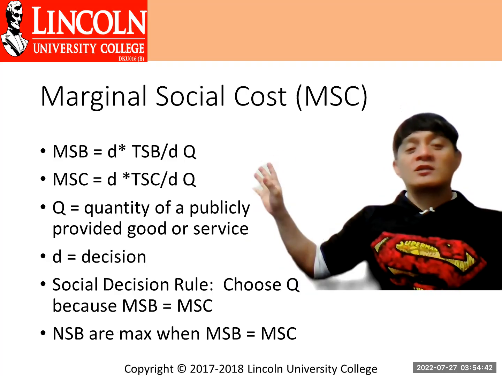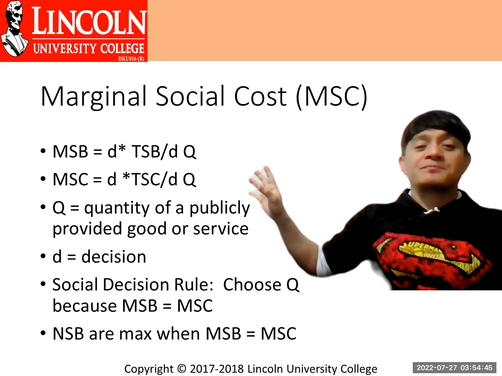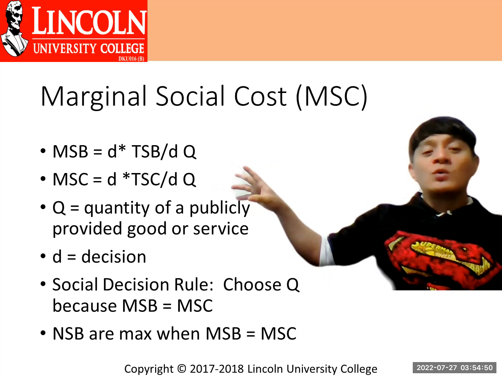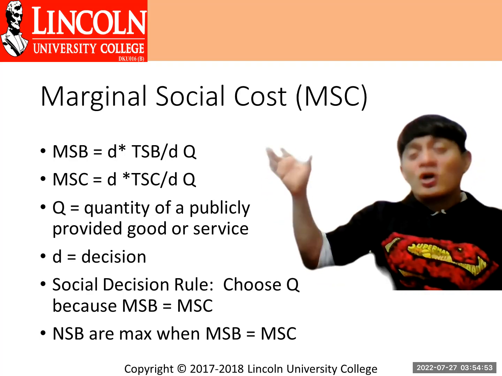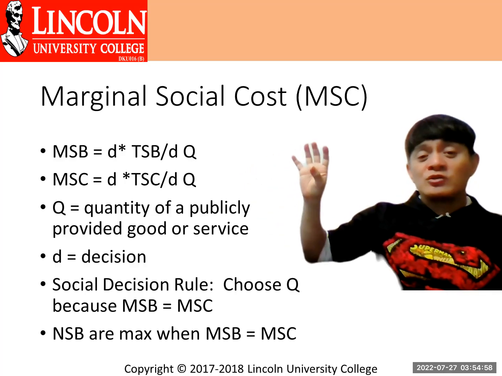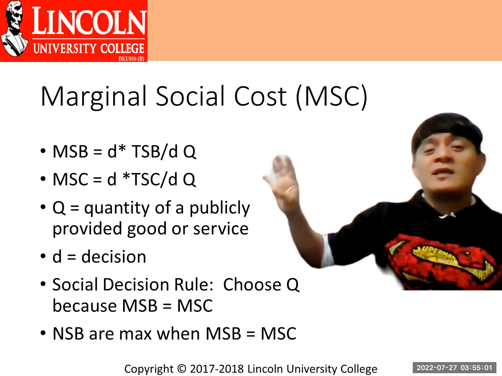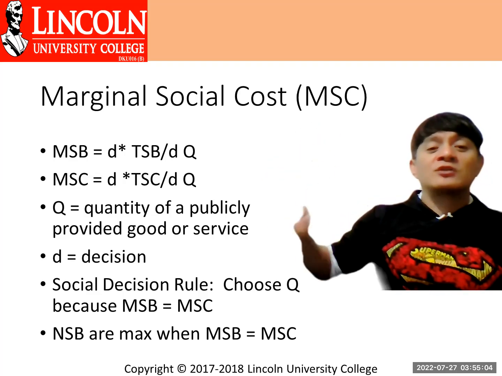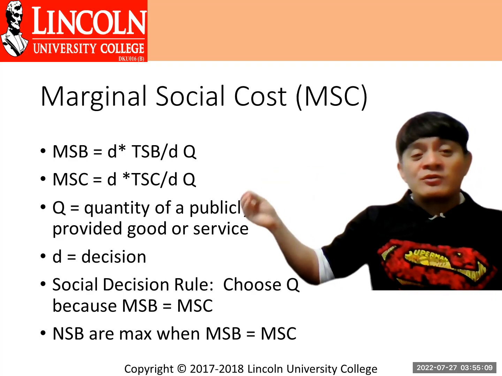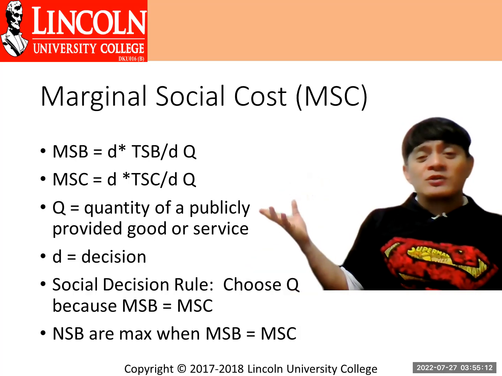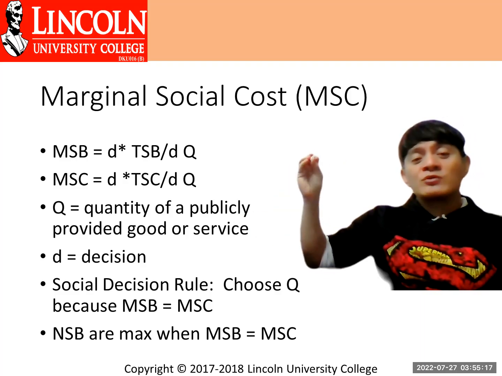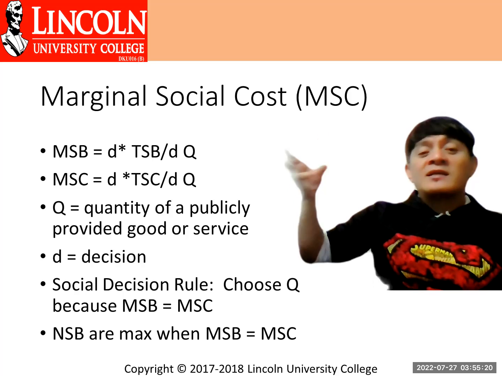So the marginal social benefit, or MSB, is equal to the change in the total social benefit divided by the change in the Q, or the quantity of a publicly provided good or service. So, did you decide on the quantity? How much did you decide? While the marginal social cost is the change in the total social cost divided by the change in the quantity.